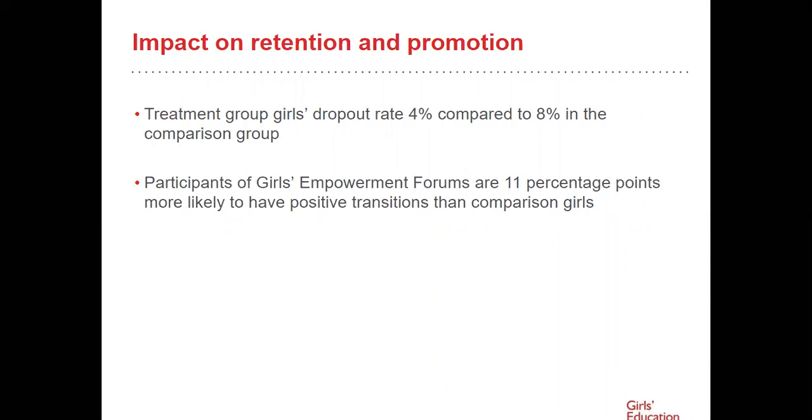And Girls Empowerment Forum participants, girls who are exposed to training on improving their self-confidence, their voice, their vision, are 11 percentage points more likely to have positive transitions in relation to the comparison girls.